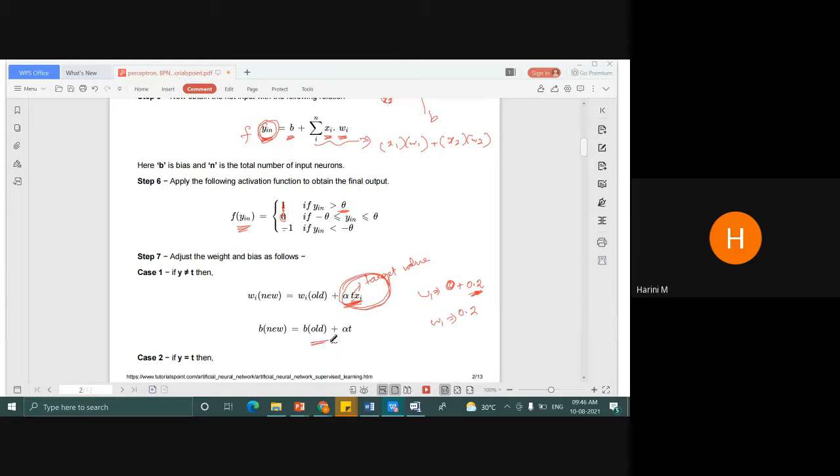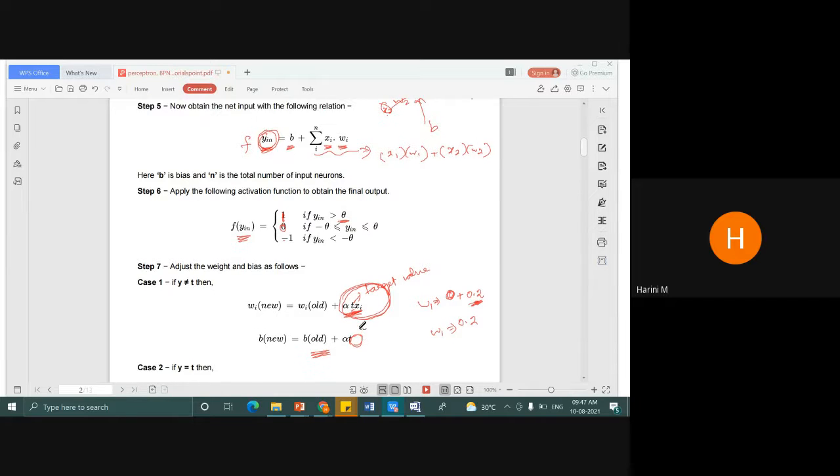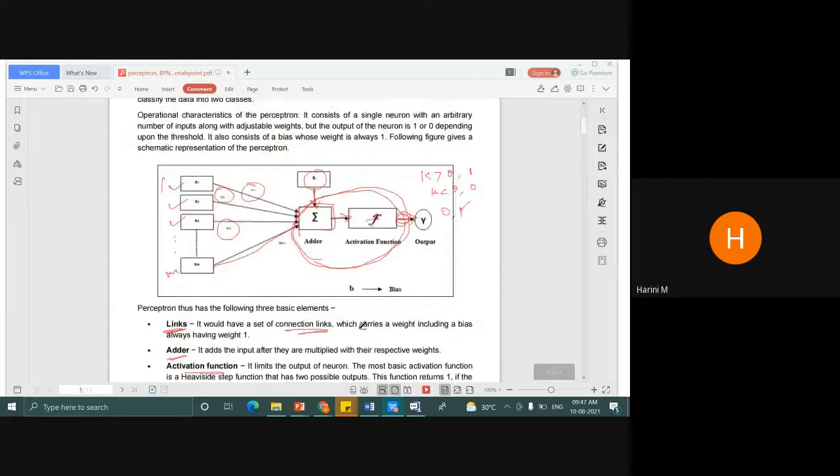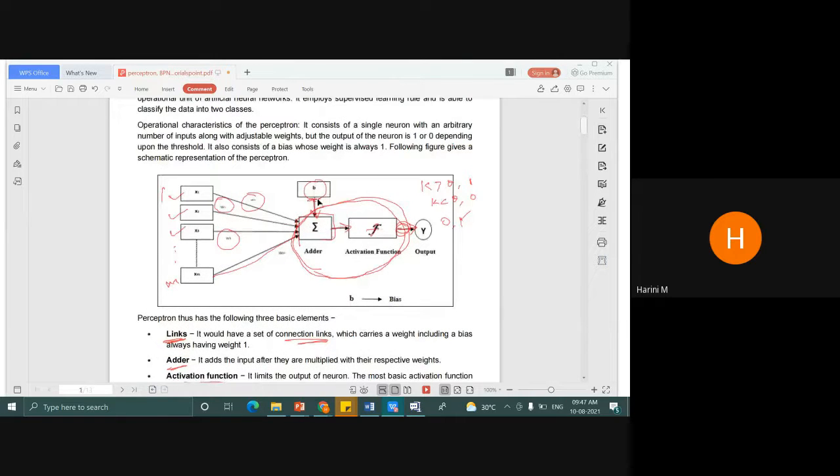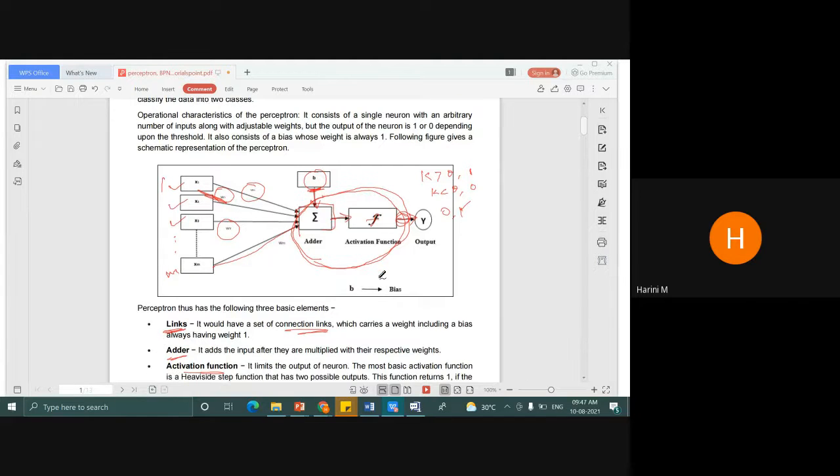Again, the same thing with the bias. You don't have this xi component in the bias because it is a constant value. If we look at your architecture, the bias is not related to your inputs at all. You have this bias separately here. Only the weights are associated with the inputs. That is why you are multiplying these two. The bias stays separate.